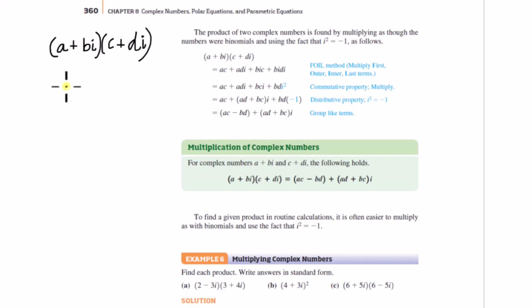So, okay, well, just like I would normally do, just treat I like it's a variable. So AC plus ADI plus BCI plus, okay, but what's this last term? BD times I. What do we do there? You treat I like it's a variable. If it was BX times DX, what would that be? That would be BDX squared. So you just do BDI squared.